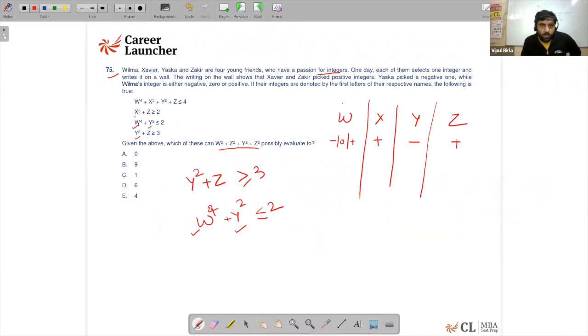Okay. And then they also mentioned that x cube plus z is greater than equal to 2. Right, and they also mentioned that w to the power 4, x cube, y square, and z sum is less than equal to 4. Now z is a positive integer, y square is also a positive integer, x cube will be positive integer, and w to the power 4 will either be 0 or 1.